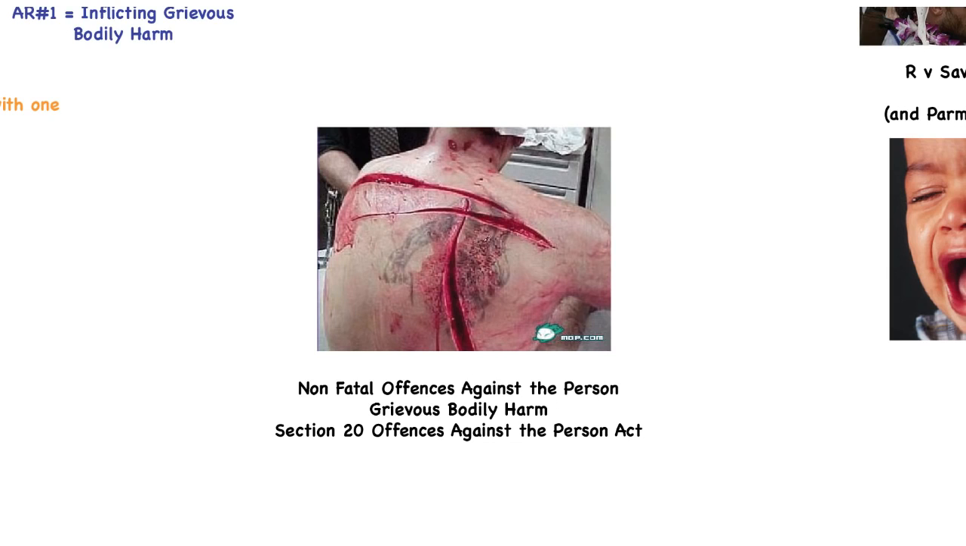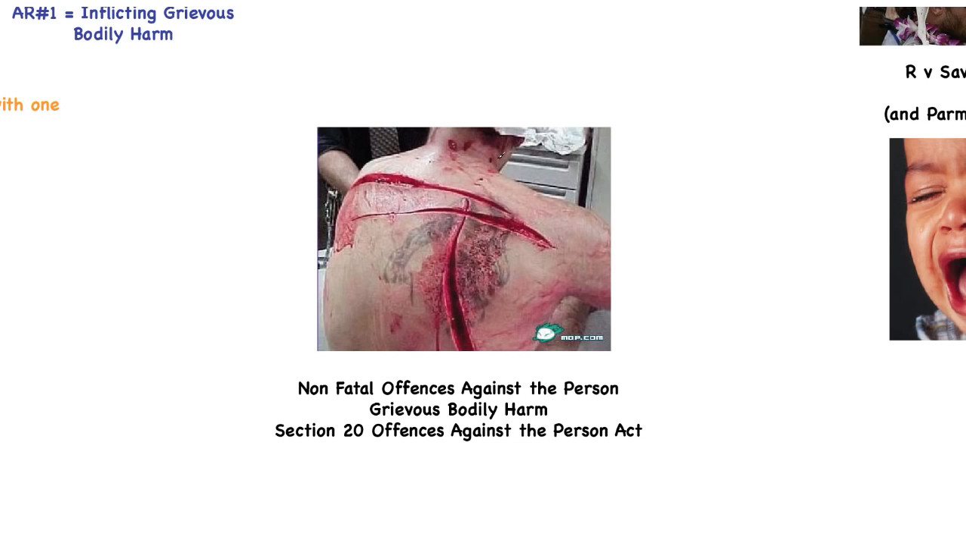Right, so let's take a look at the more serious end, the meatier end of the non-fatal offences against the person. And we're going to look in this video at section 20 of the Offences Against the Person Act, and that's grievous bodily harm. And I've used this image not to shock, but just to demonstrate how serious these sorts of injuries are, and we'll look at the impact of that as a wound and what we mean by wound later on in the video.